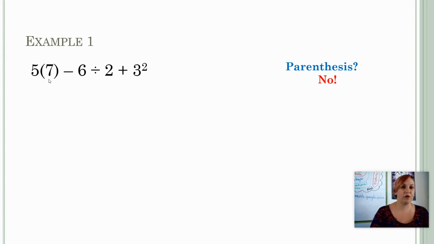Next, I ask myself, are there exponents? And exponents, remember, are the smaller numbers. And the answer is yes, there are exponents. So right now, I'm going to do this right here.